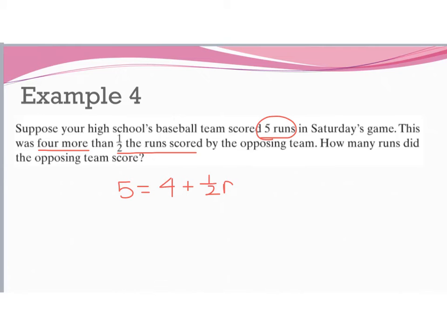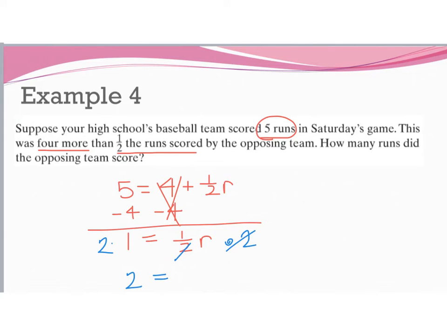Now I want to get the R term by itself, so I need to undo this 4 here. So to undo a positive 4, I will subtract 4 from both sides. 5 minus 4 is going to give me 1. 4 minus 4, that's going to cancel, and I'm going to be left with 1/2 times R. Now I need to get R by itself. So I really have 1 divided by 2. I need to undo that 2 from the denominator and multiply both sides by 2. When I do that, my 1/2 and 2 are going to cancel. And 2 times 1 is 2 equals R.